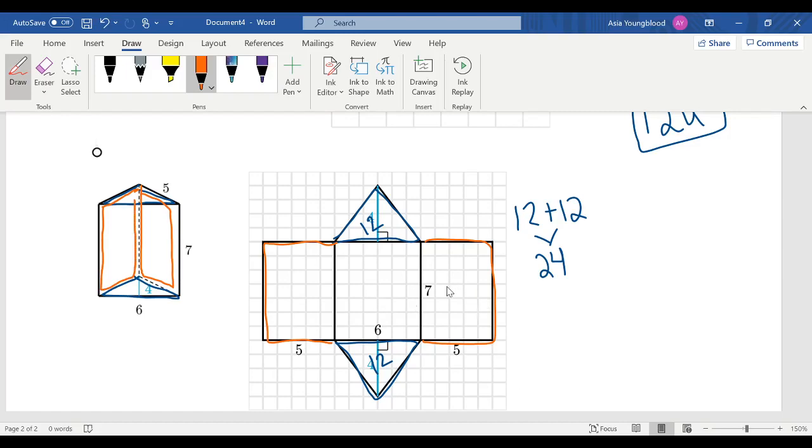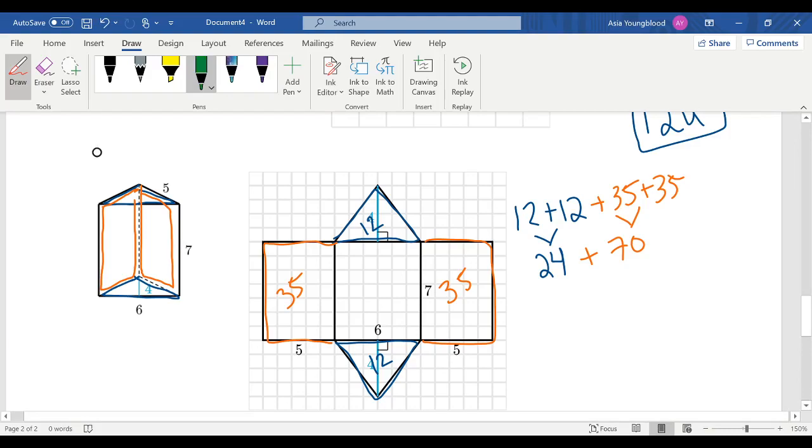So again, to find the area of a rectangle, we're just counting up how many squares there are, doing 7 times 5. So both of these are going to have an area of 35 units squared. So we're going to add both those, 35 plus 35, going to get us 70. So far we have 24 plus 70. And then for this last rectangle, let's use a different color. Let's use green. This last rectangle is right, this big rectangle on the inside, that makes the bottom. So that's this rectangle.